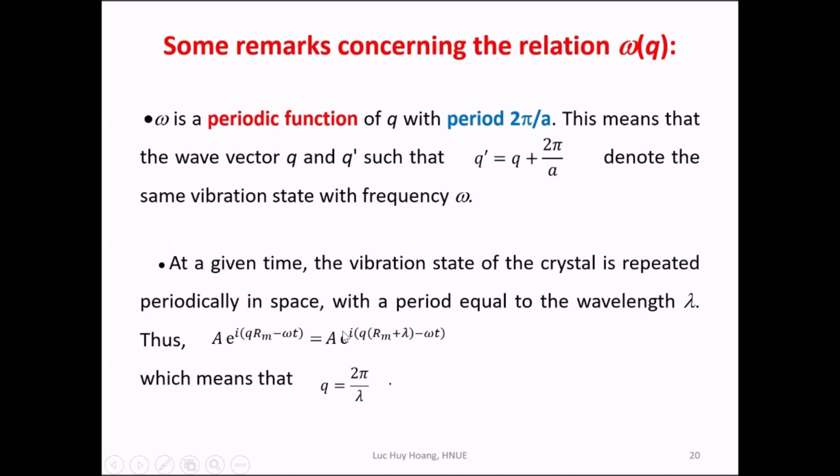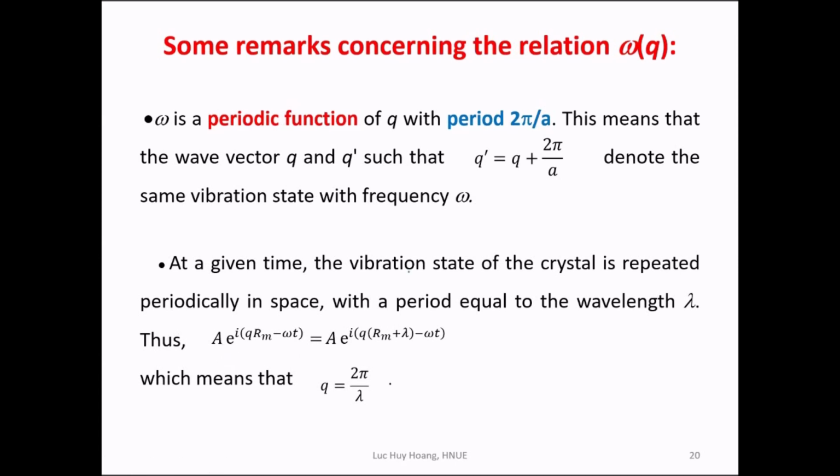Because of the period of 2 pi over a, the period of the vibration is also equal to the wavelength. And the wavelength, if we take this equation, means that the state of the vibration repeats, right? And if it repeats, this means we solve this equation.